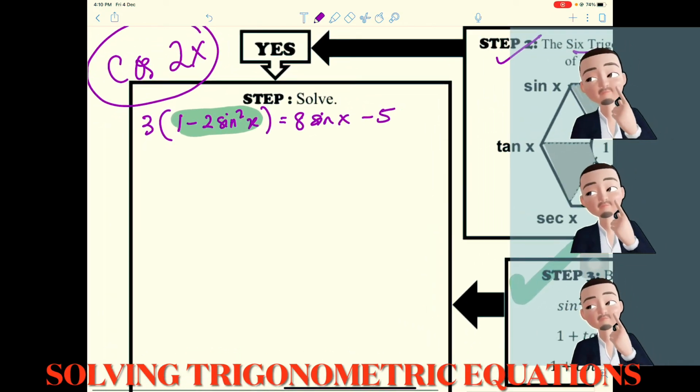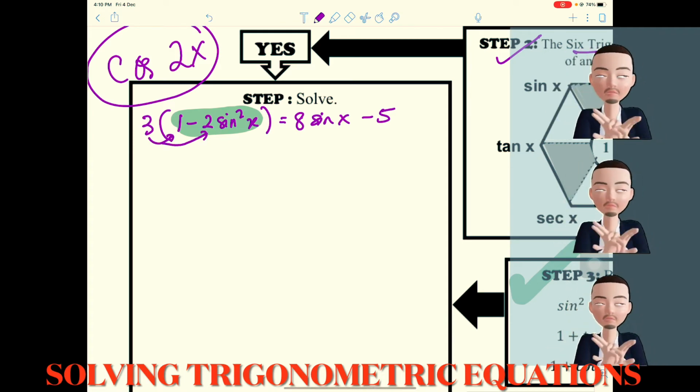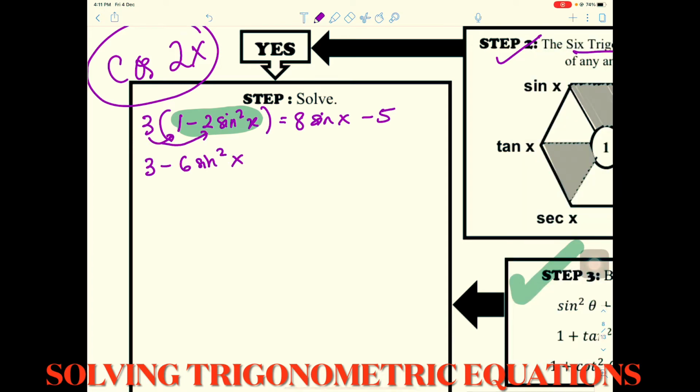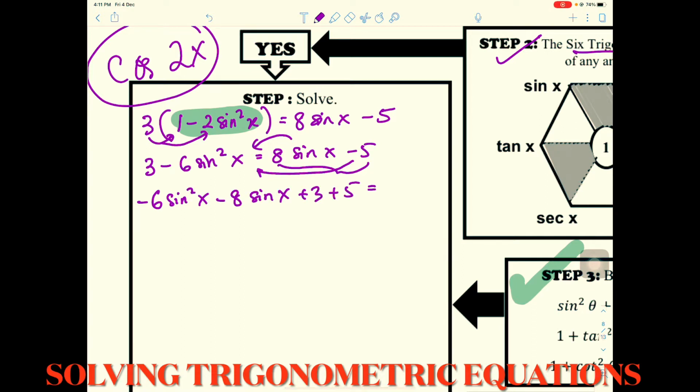So let's simplify and expand. You get 3 minus 6 sine squared x equals 8 sine x minus 5. Then make an equation: bring both terms to the left-hand side and arrange properly. Negative 6 sine squared x minus 8 sine x plus 3 plus 5 equals 0. To make it easier, let me copy. So 6 sine squared x minus 8 sine x plus 8 equals 0.